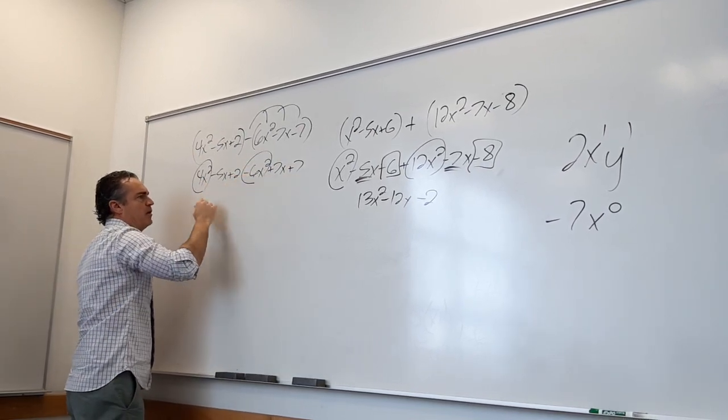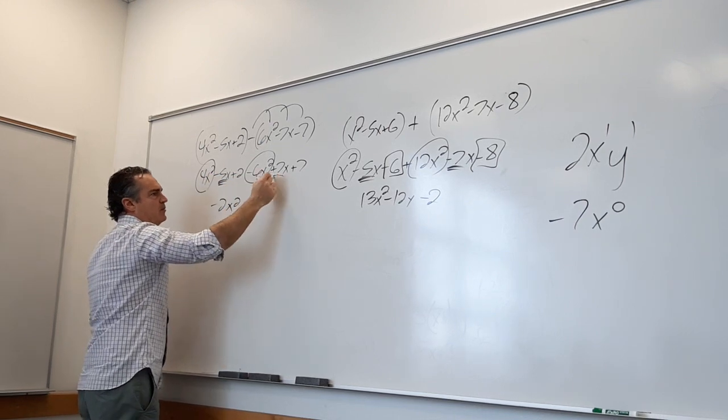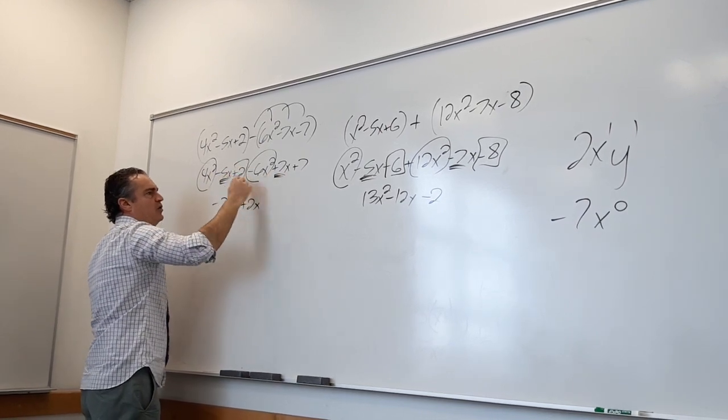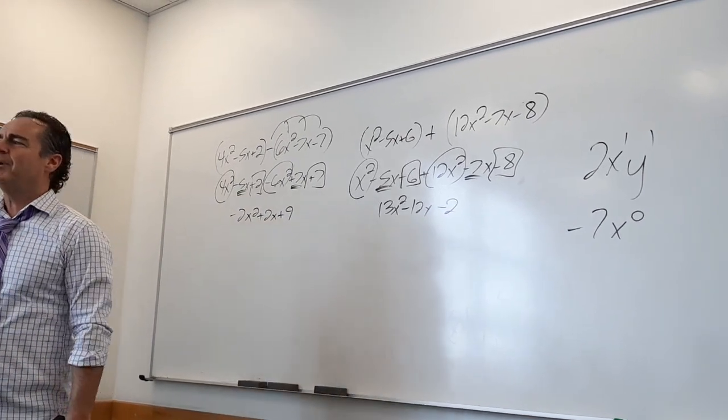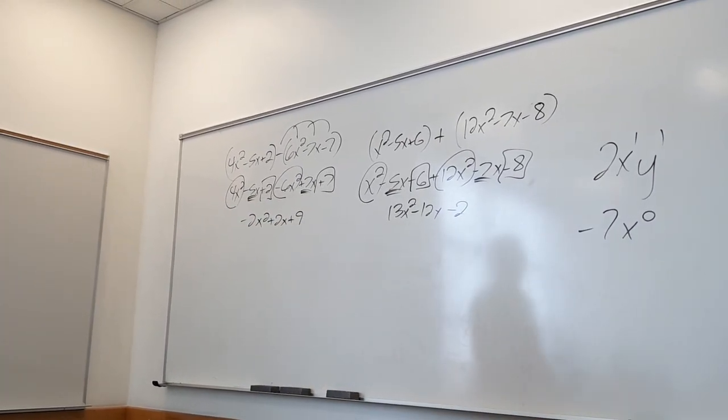4x squared minus 6x squared makes negative 2x squared. Negative 5x, positive 7x makes plus 2x. And 2 and 7 make plus 9, and I'm done. I know how to subtract polynomials because I know how to distribute parentheses and combine like terms.